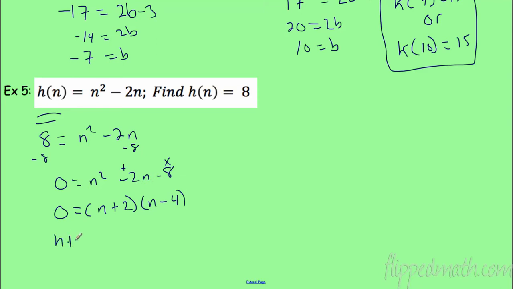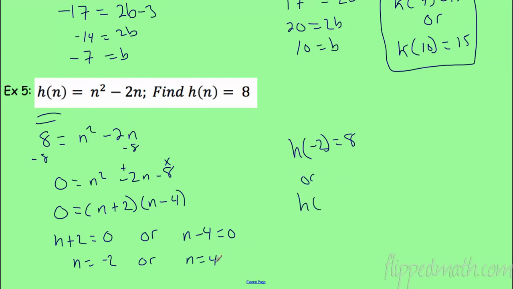Now I have two equations. Set these equal to 0. This is that zero product property. Subtract 2 and n could be negative 2, or add 4, n could be 4. Not good enough. We need to put it in terms of function notation. So h of negative 2 could equal 8, right? Or h of 4 could equal 8.